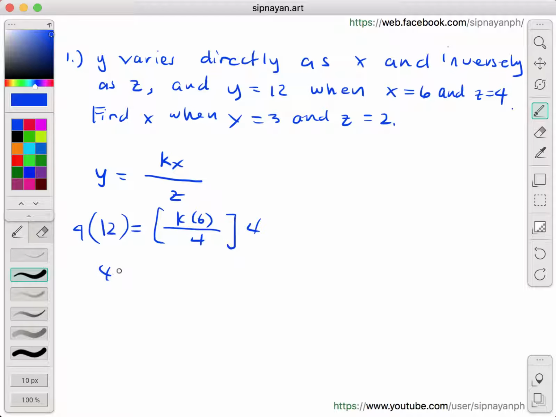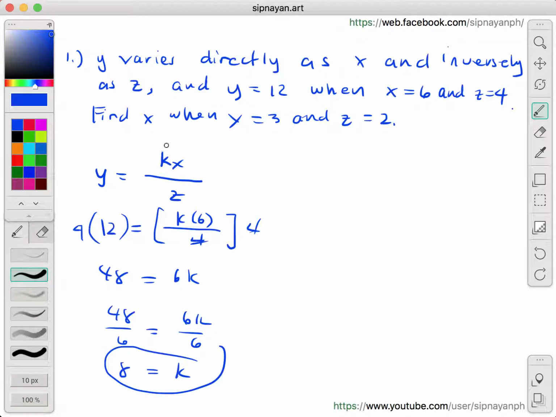So, magiging 48 equals, makakancel ito, and then 6 times k is 6k. And if we divide both sides by 6, then we have 8 equals k. So, ang value ng k natin ay 8. Meaning, we can substitute the value here. Ang bagong equation natin ay magiging y equals 8x over z. And then find x when y equals 3 and z equals 2.